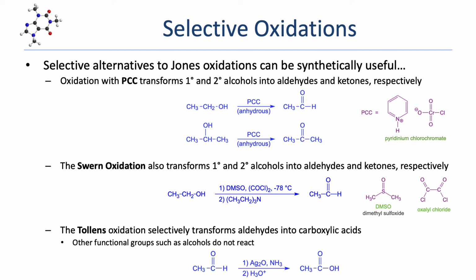Another useful alternative to the Jones oxidation is the Tollens oxidation. This reaction selectively oxidizes aldehydes to form carboxylic acids using basified silver oxide. Other functional groups do not react under these conditions, allowing the selective oxidation of an aldehyde in the presence of an alcohol. In the example, we see acetaldehyde undergo a Tollens oxidation to give acetic acid.